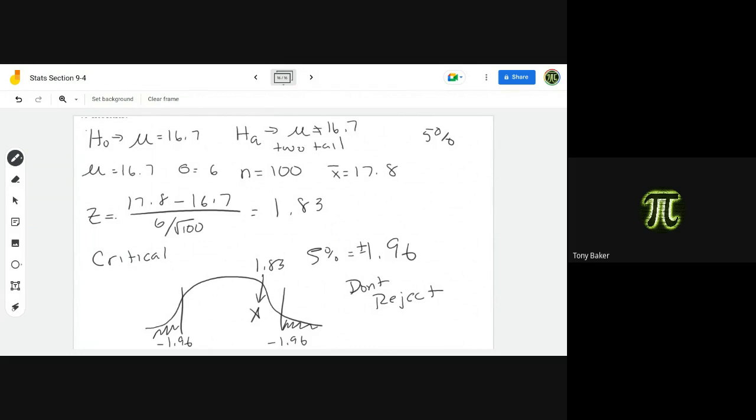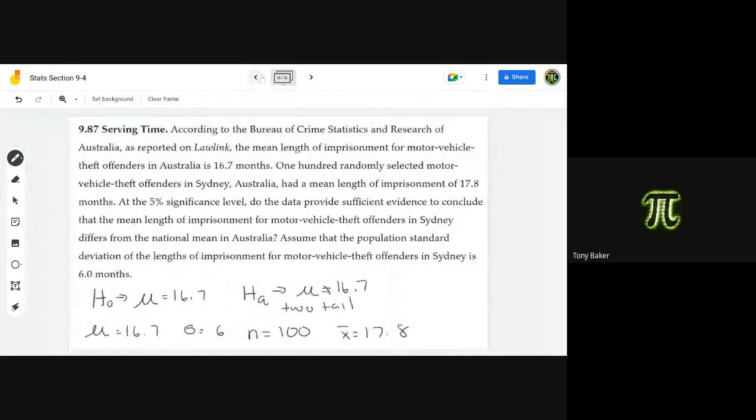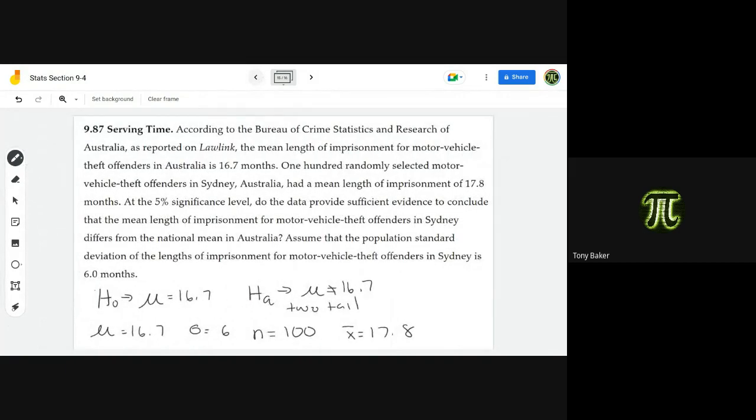I'm just confused how we got 100 for the n. Oh, because it said the sample size was 100. It didn't put it in numbers. It says 100 randomly selected motor vehicle thefts. Oh. So sometimes it's not necessarily going to be a number in there you're pulling from. So don't always look for numbers. Good catch.